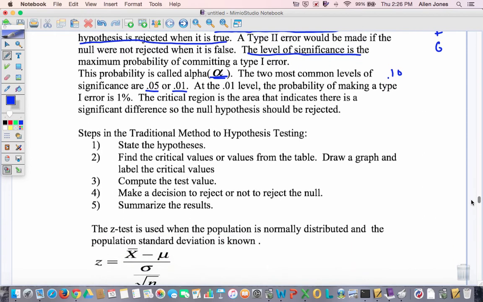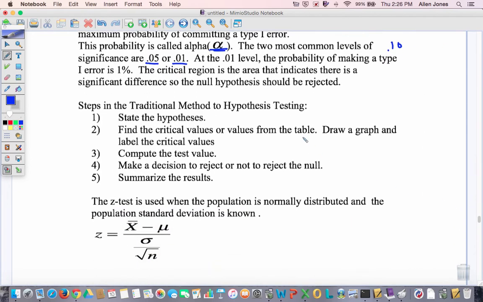So right here we have 5 steps in our hypothesis testing process. We're going to start out today in this first section by just practicing writing our two hypotheses. So step number 1 is to write our two hypotheses. That will be a null hypothesis H sub 0 and an alternative hypothesis H sub 1. If we move on to our 5-step process, we'll find critical values. Those will come from our different tables.